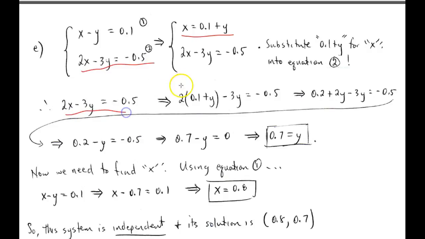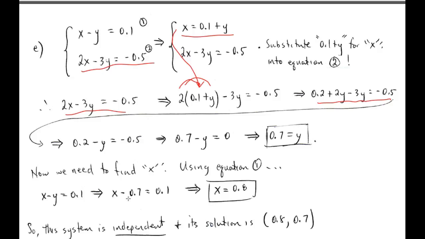So you see that happens. Take this, plug it in, see that's where we plug it in at. We distribute our 2 across both terms. We end up getting 0.2 plus 2y minus 3y equals negative 0.5. And then from there, if we simplify and combine like terms to solve for y, we see that y is 0.7.